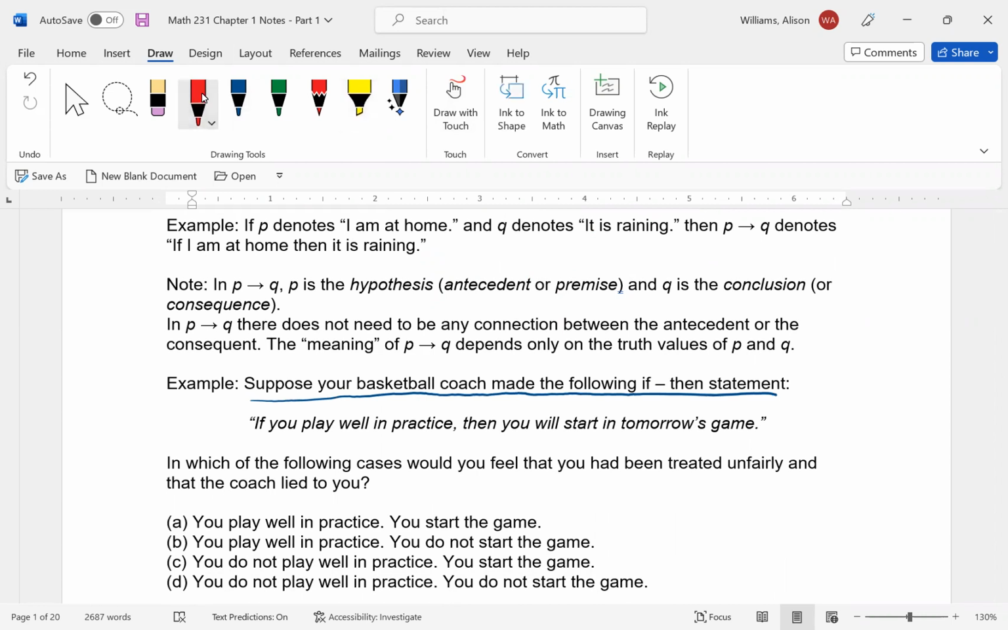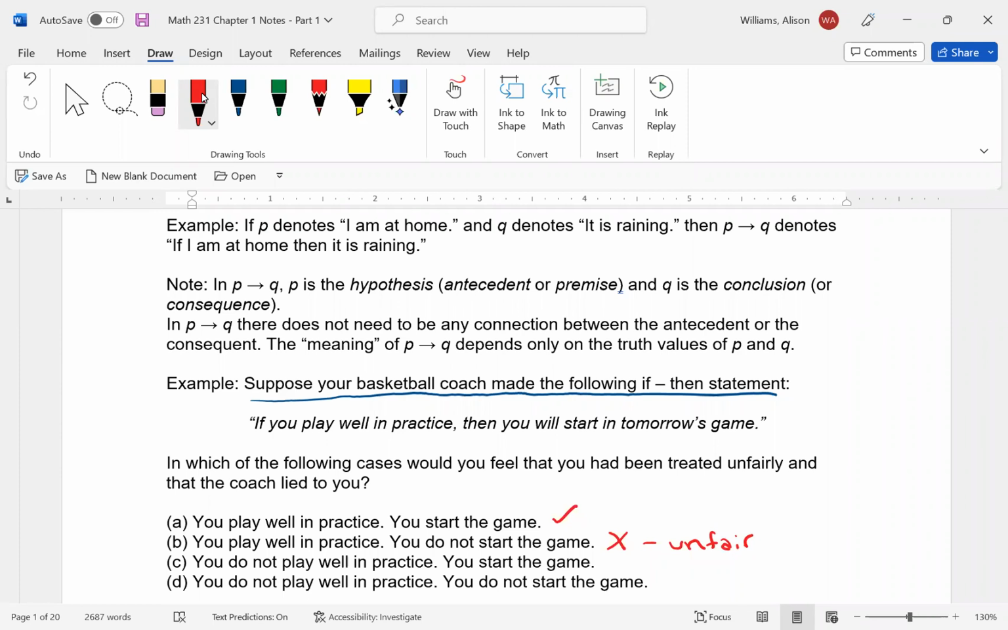We're going to look at different versions of true versus false. In part A, you play well in practice. That means the first part of this was true. And then the coach made good: you started the game the next day. So this ends up being a valid statement based on what your coach told you. That one's good. Coach treated you well. In the second one, you played well in practice, but you didn't start the game. Now that's a problem. The coach lied. In this case, you're being treated unfairly.